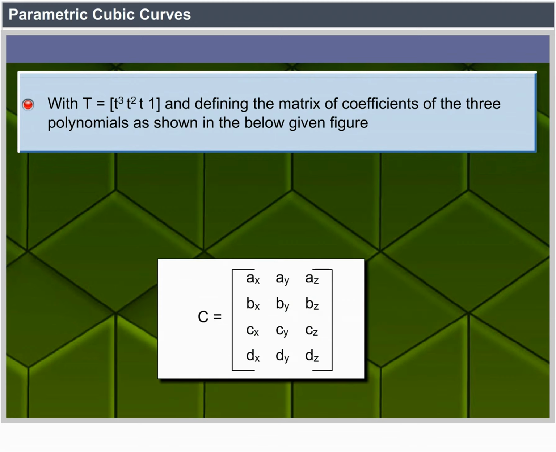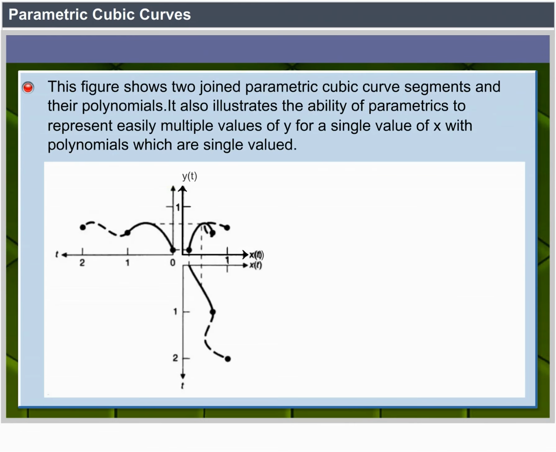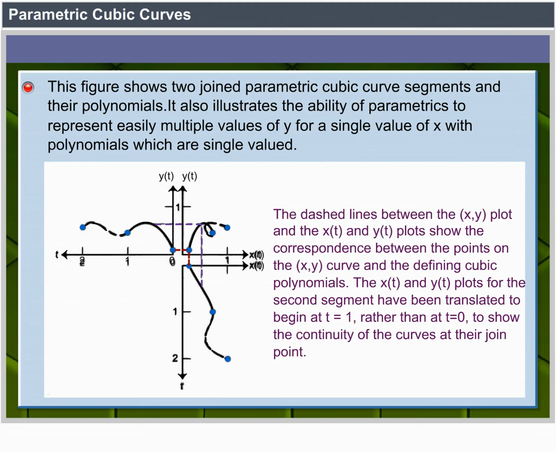This figure shows two joint parametric cubic curve segments and their polynomials. It also illustrates the ability of parametrics to represent easily multiple values of y for a single value of x with polynomials that are themselves single-valued. In this figure, the dashed lines between the xy plot and the xt and yt plots show the correspondence between the points on the xy curve and the defining cubic polynomials. The xt and yt plots for the second segment have been translated to begin at t equals 1 rather than at t equals 0 to show the continuity of the curves at their join point.